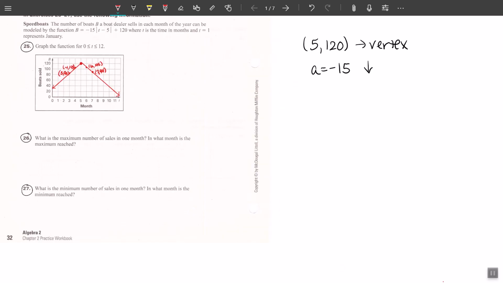All right, so I used that negative 15, and I went from the vertex down 15 and over to the right 1, and I ended up at month 6 with 105 boats sold. And then I did that again. I went from the 105, I went down 15 units again. That took me to 90, a y of 90. So that's 90 boats sold. I go over 1 month, and that is in month 7, right?